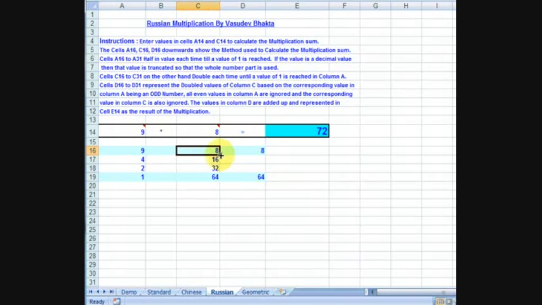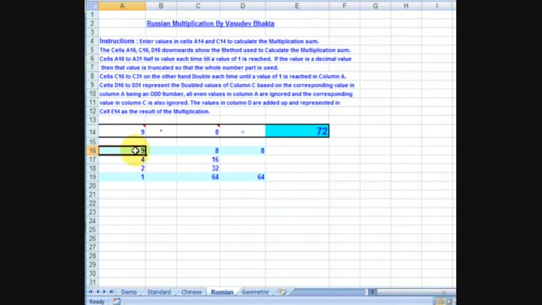On the right hand side, we have the right hand value, which is 8, as shown there. Bring that value here and double the right hand value until a corresponding value of 1 is reached on the left hand side. So we double 8 to 16, then we double 16 to 32, and double that, 32 to 64. And because we've reached 1 on the left hand side, we stop here at 64.